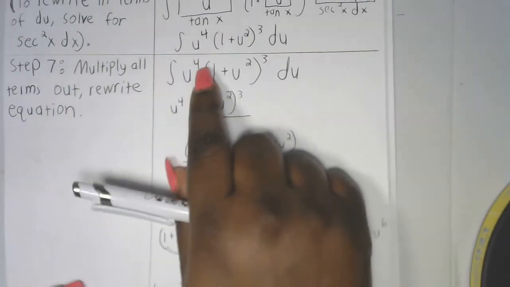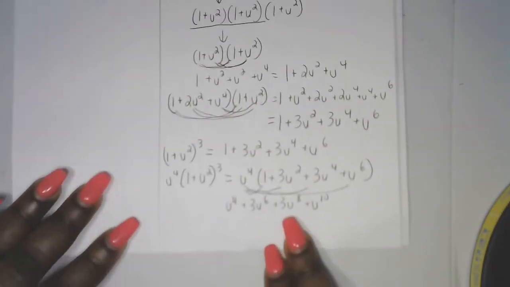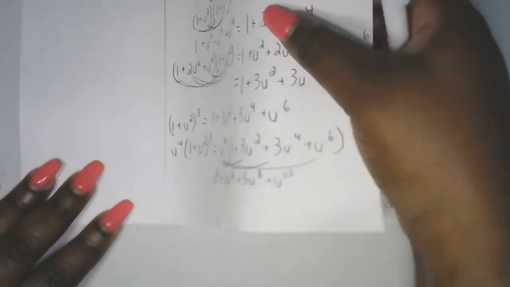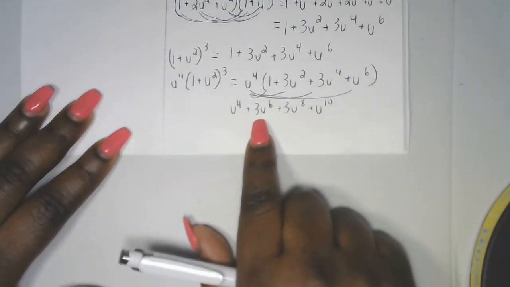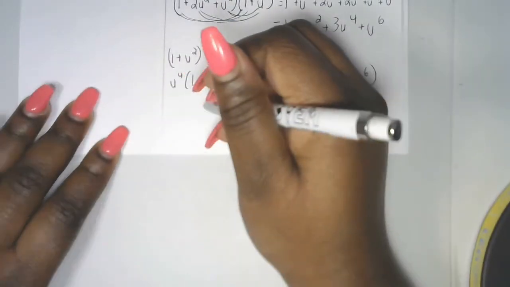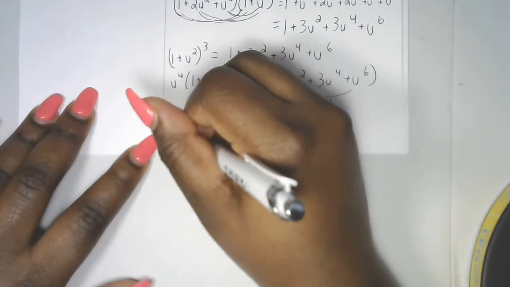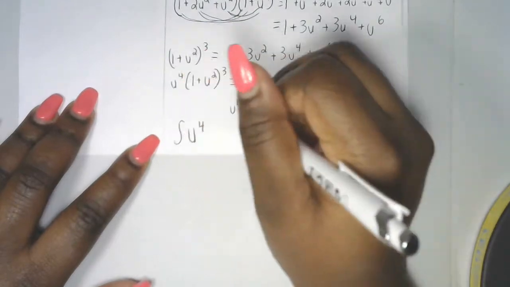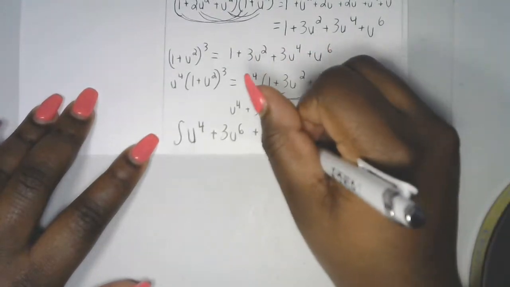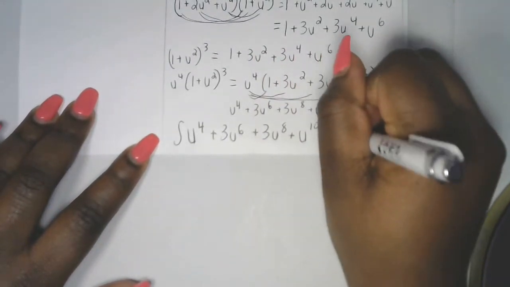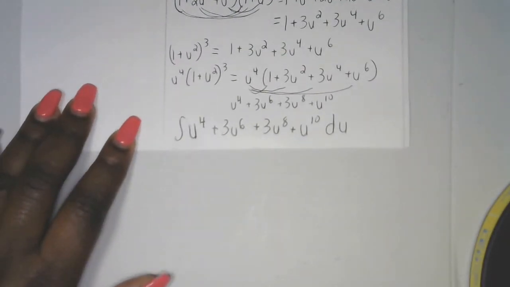So instead of this integrand, u to the fourth times 1 plus u squared and that whole thing cubed, we're going to have the integrand u to the fourth plus 3u to the sixth plus 3u to the eighth plus u to the 10th. So now we're going to have the integral of u to the fourth plus 3u to the sixth plus 3u to the eighth plus u to the 10th du. So this is our new integral. All right, so now that that's done, let's go on to step 8.